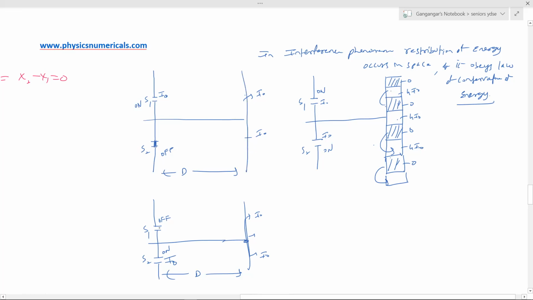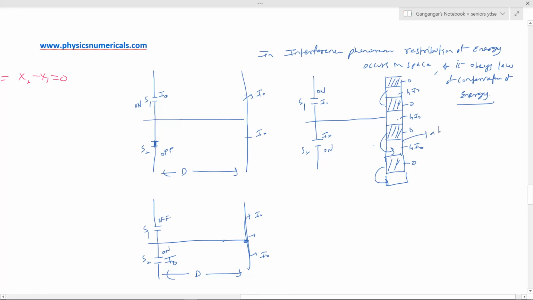Then if I switch off S1 and S2 is on, everywhere will be I naught. When both are on, and if S1 and S2 are coherent, then everywhere the intensity will not be 2 I naught, but there will be a redistribution of energy. Interference phenomena occurs. Because of that, we get alternate bright and dark bands.